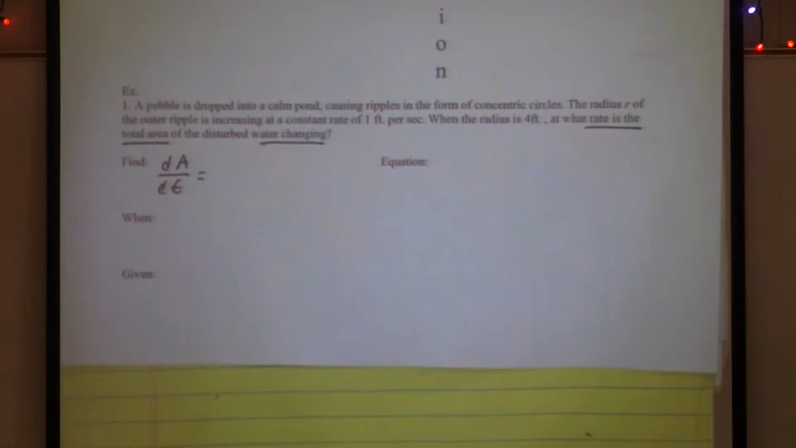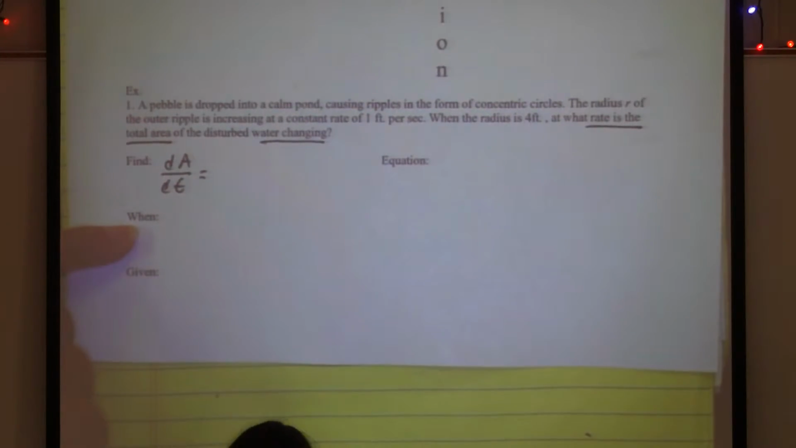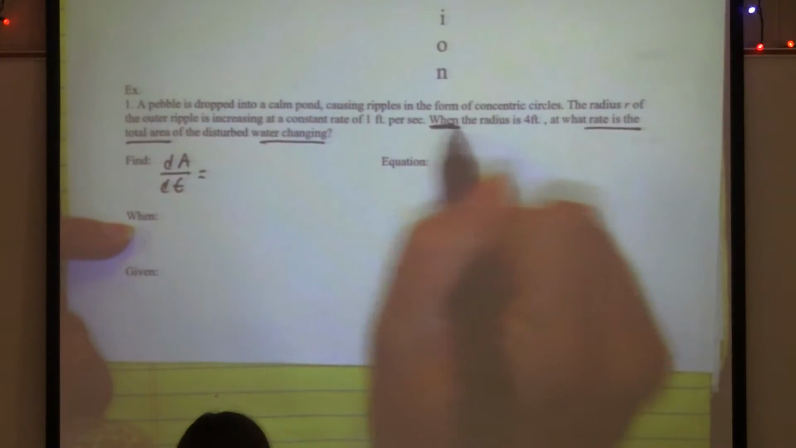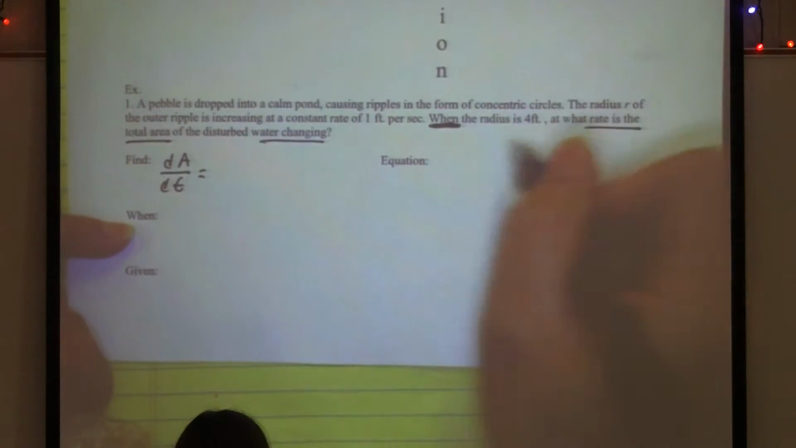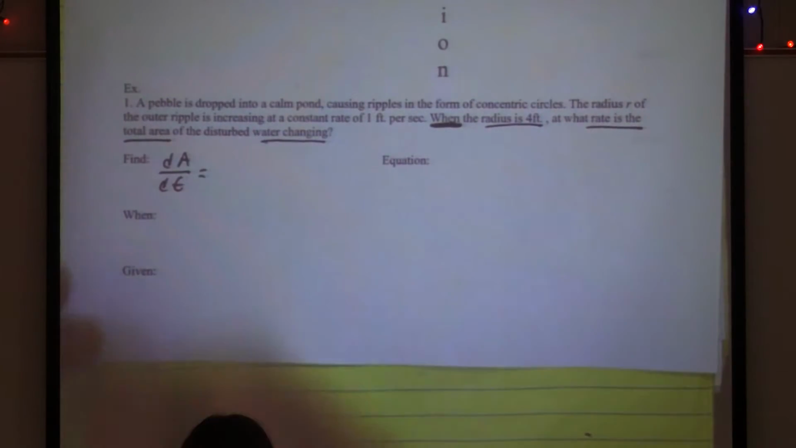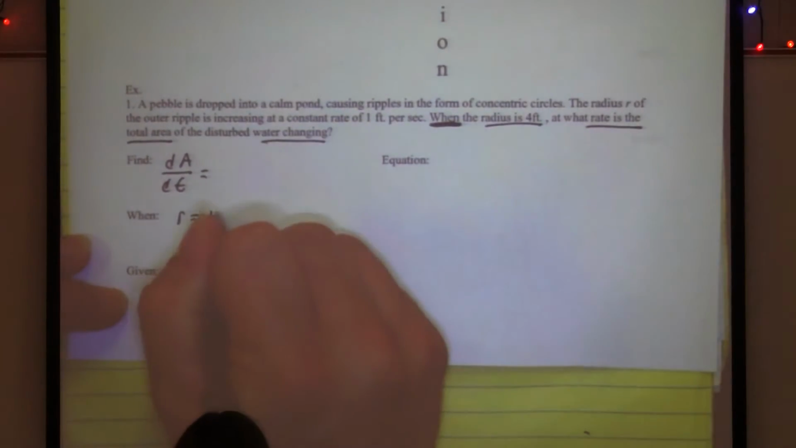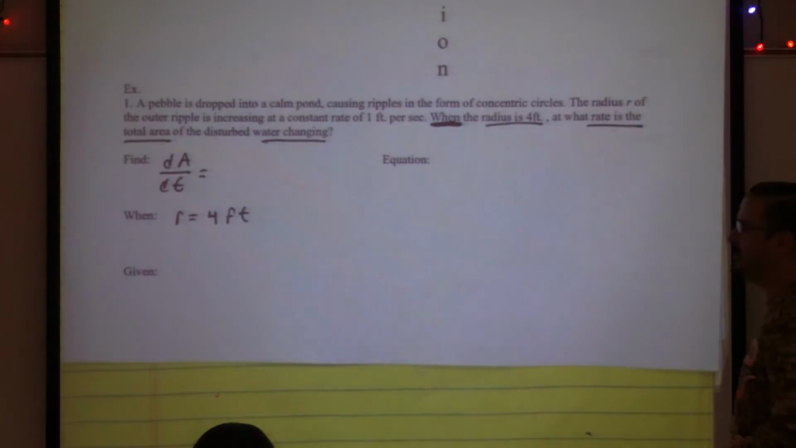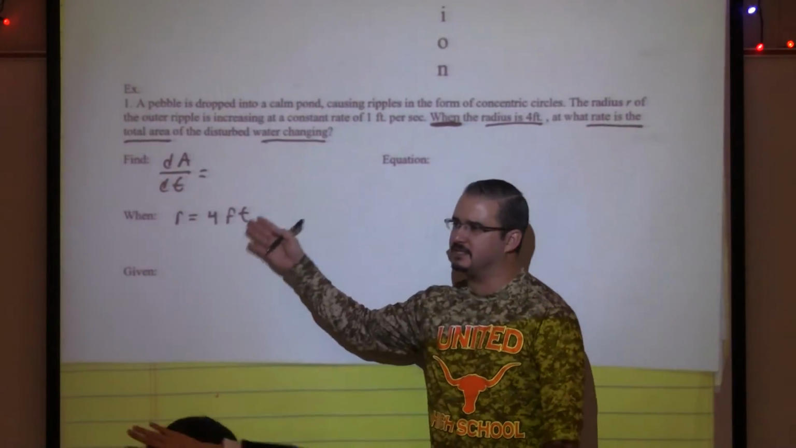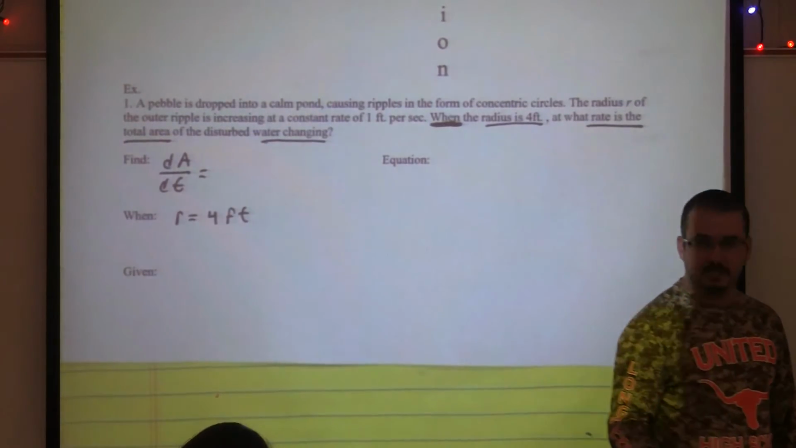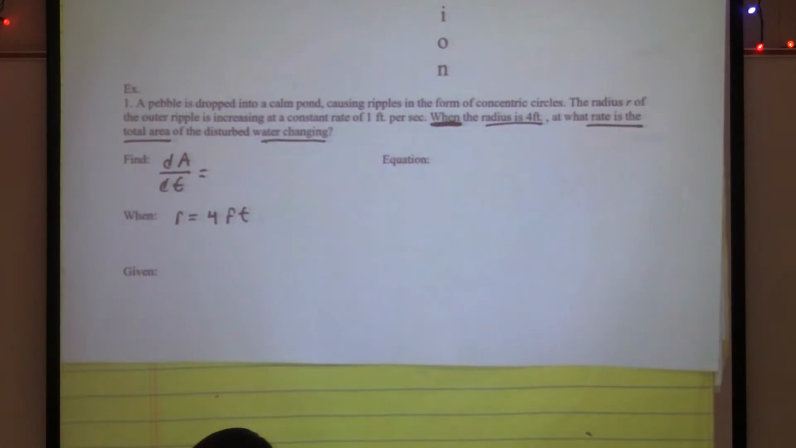Okay, when? Look, it even says the word when. When the radius is 4 feet. So what's the when? r equals 4 feet. And write down the units as you write down your information so that you know that everything's in the correct units. Sometimes they give you feet here and over here they give you inches. So then you're like, oh no, I have to make sure that my units match. So be very careful, okay?